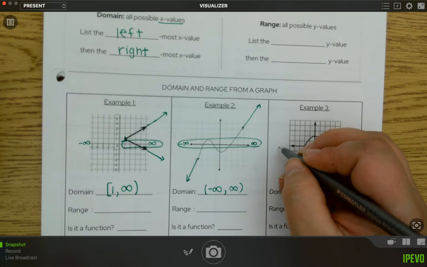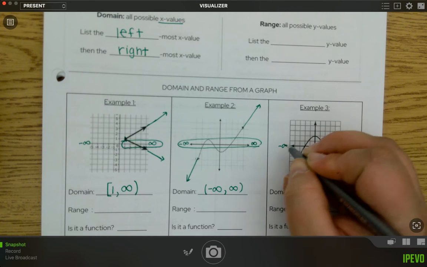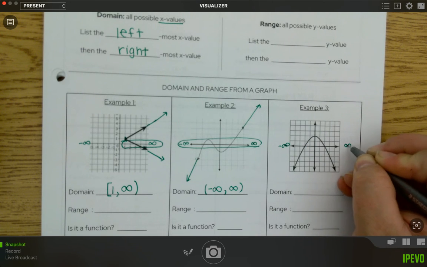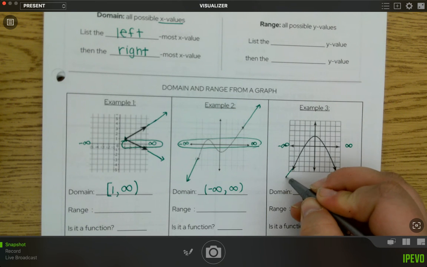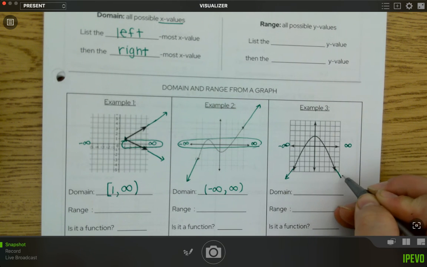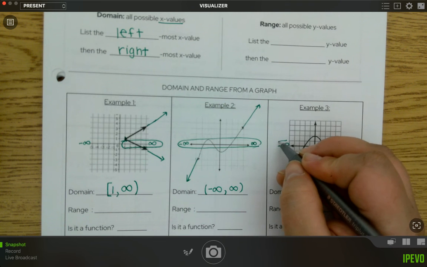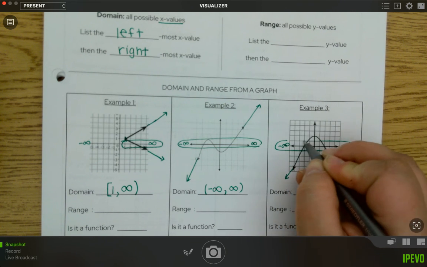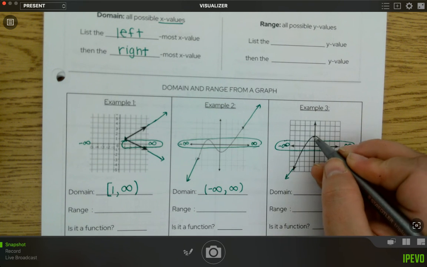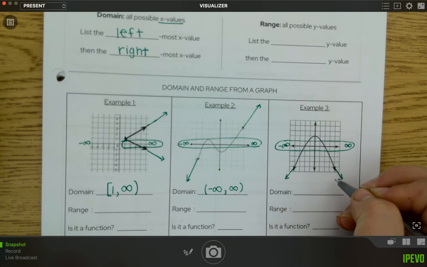And then this last one is pretty much the same thing. It goes left forever, and it goes right forever. So that's negative infinity to infinity again. It doesn't matter that it has this spot right here, because it's still going left and right forever.